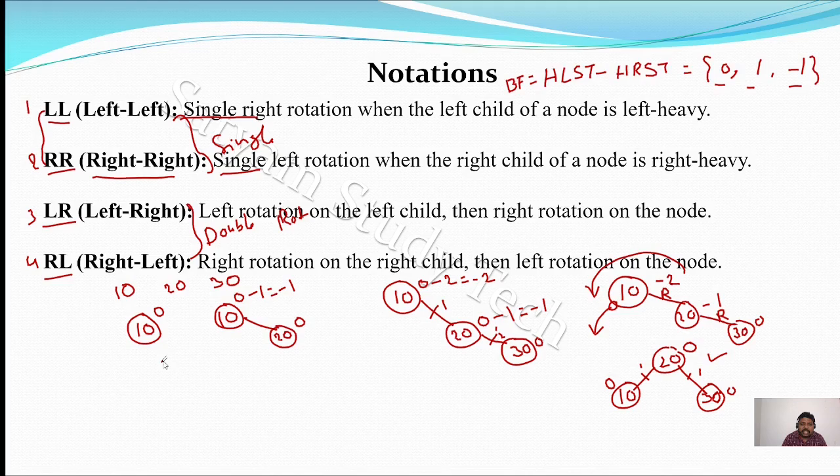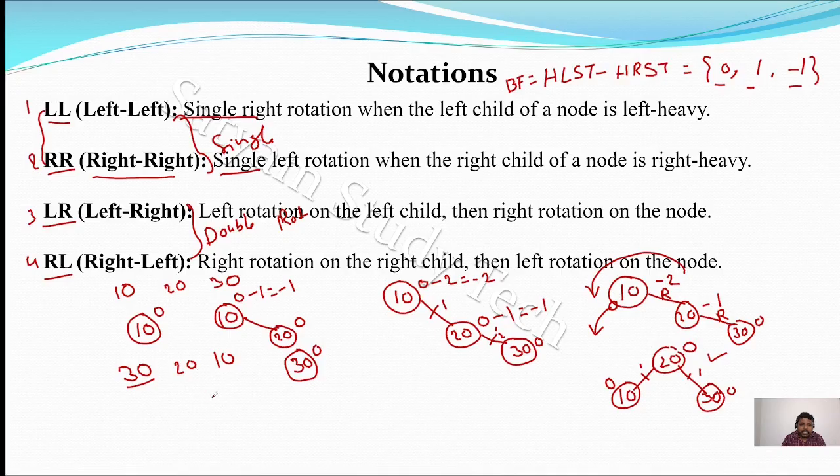Now I am taking the elements in this order: 30, 20, 10. So I am taking 30. Here you can see 30 is the root node. You have to calculate the balance factor of 30. The height of the left subtree is 0, the height of the right subtree is also 0. 0 minus 0 is 0, right?